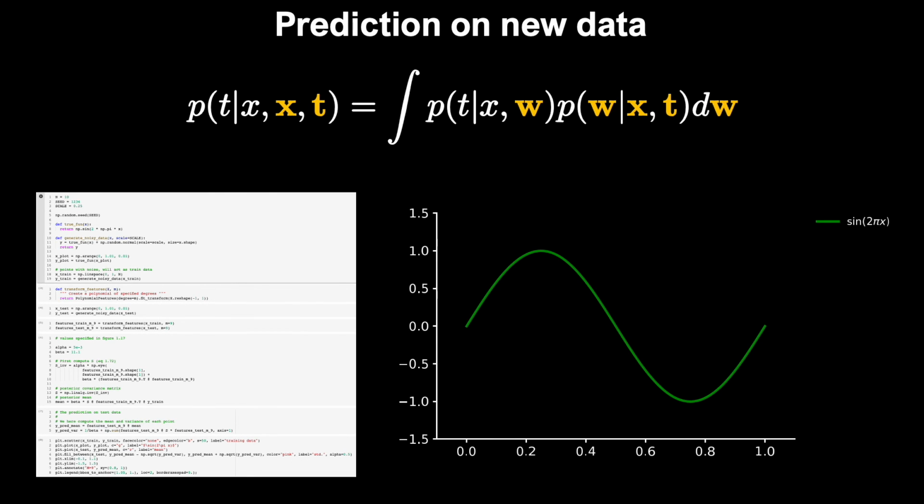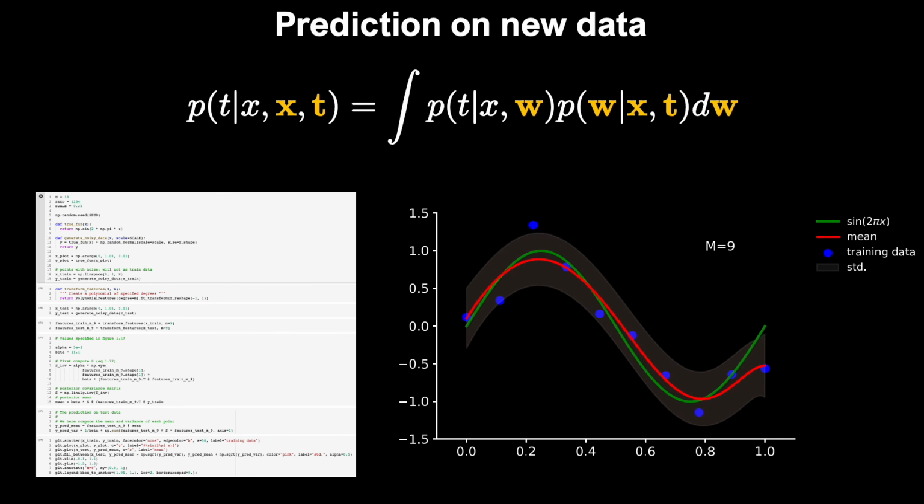This is the original sine curve. Here are the 10 noisy training data points. We are using model M9. This is the curve that uses the mean value from the posterior predictive distribution. It's quite nice. And we also show the plus minus 1 standard deviation area using the shaded portion.